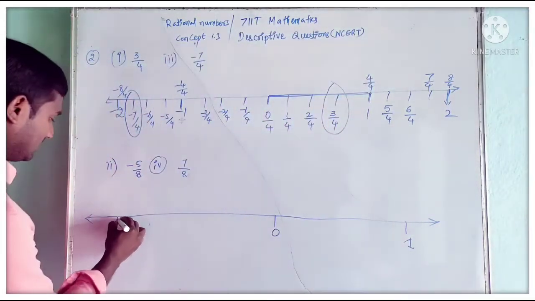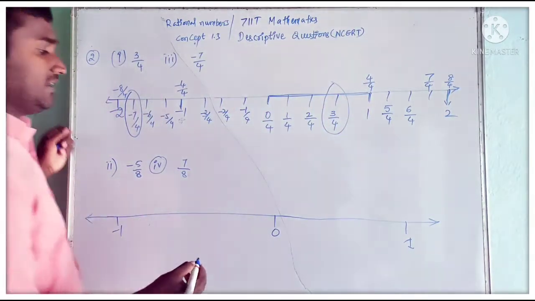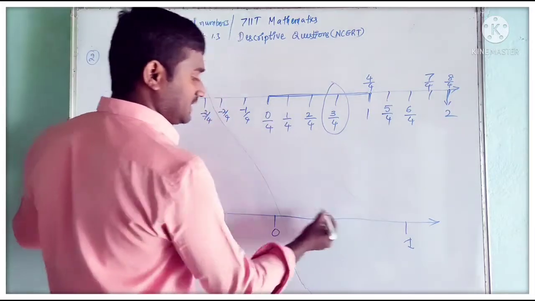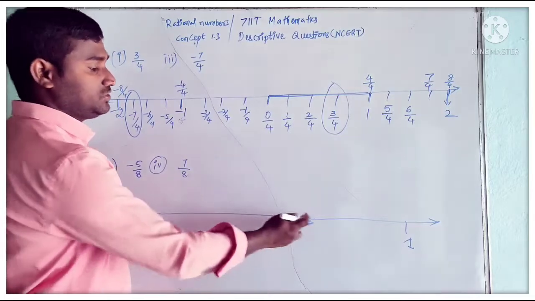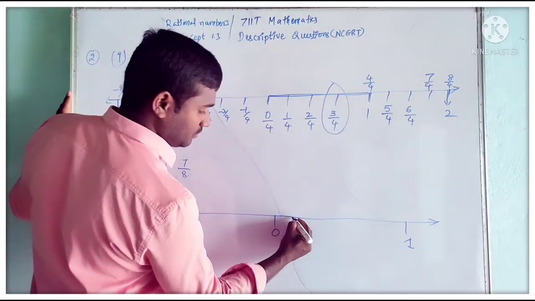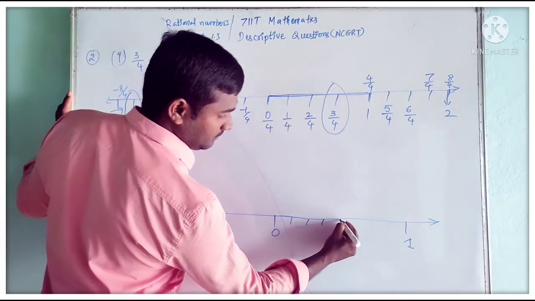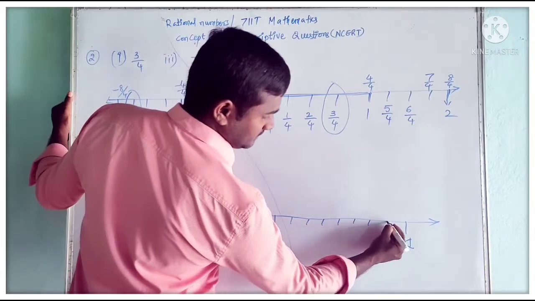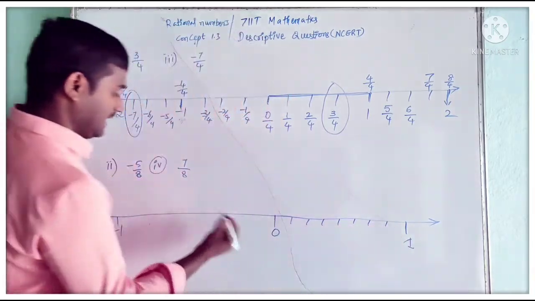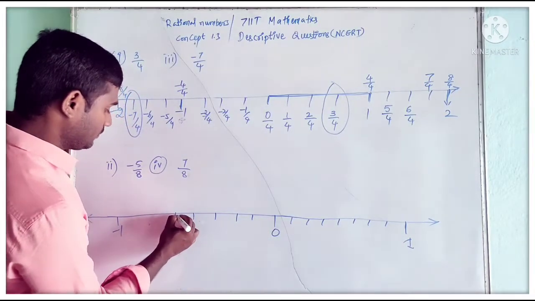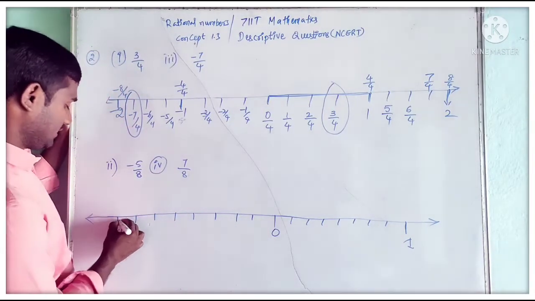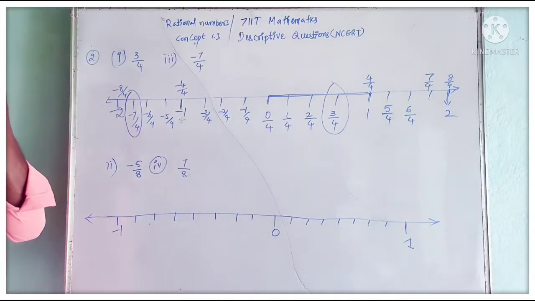I'm taking here minus 1. I want to make 0 to 1 the unit distance. What denominator do we have? 8. So we need to make 8 equal parts. So 1, 2, 3, 4, 5, 6, 7, 8. And the left side also: 1, 2, 3, 4, 5, 6, 7, 8. 8 equal parts we should make.